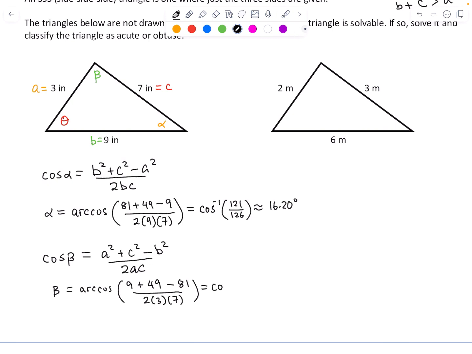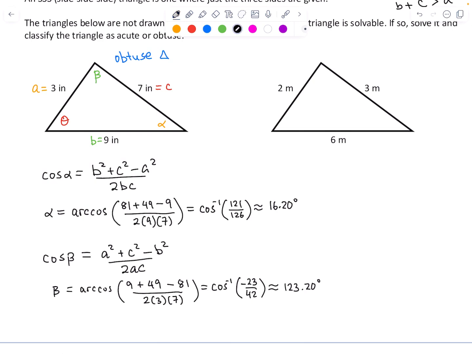This is the arc cosine of negative 23/42. Notice our argument is negative this time. When you do the arc cosine of a negative number, you will get a second quadrant angle. So this is how I know beta is going to be an obtuse angle. And we get about 123.20 degrees, giving us an obtuse triangle.